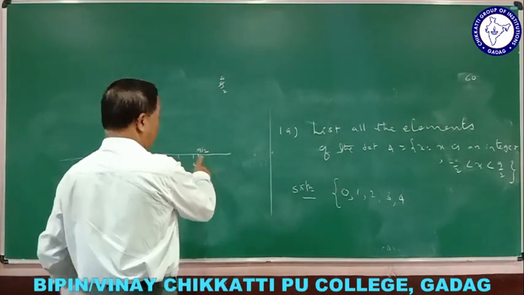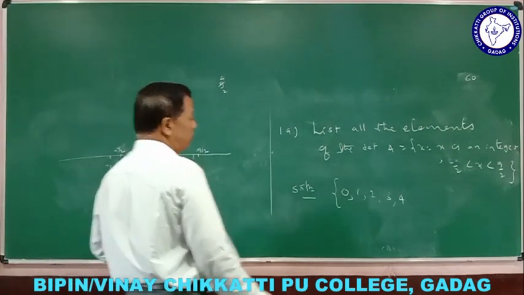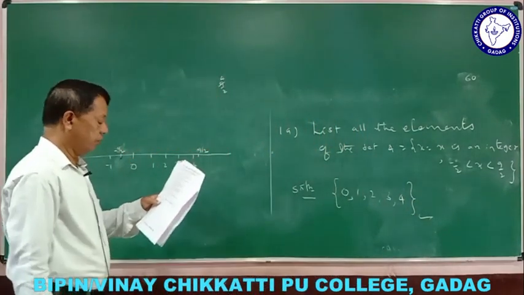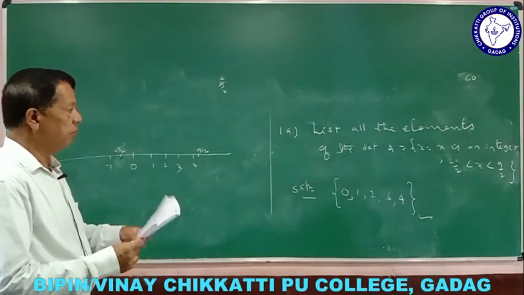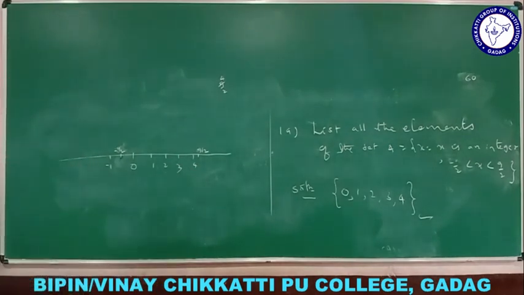9 by 2 is nothing but 4.5, you understand, and minus 1 upon means 0.5. So only these numbers you can write. Set A is having 0, 1, 2, 3, 4. So these are the possible questions under part A that you can answer for 1 mark.